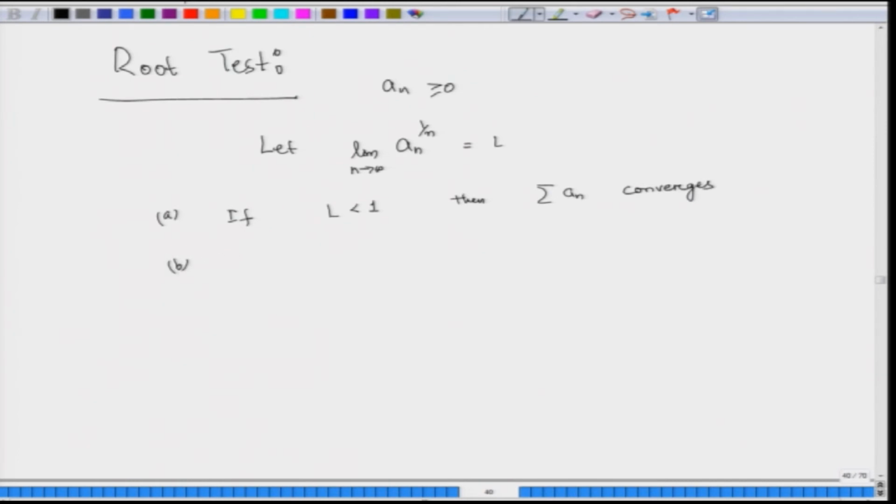If L is greater than 1, then the series a_n diverges. If L is equal to 1, we cannot conclude.